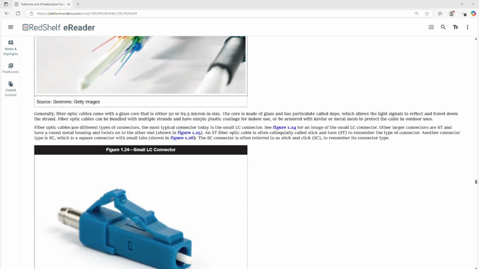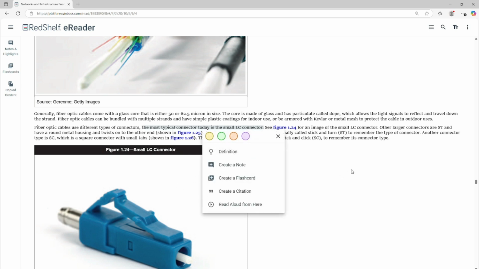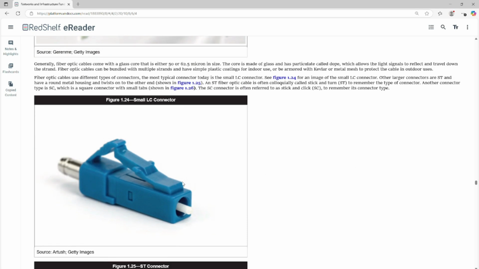The fiber optic cables use different types of connectors. So the most typical connector today is the small LC connector. That's an image of it. Keep this image in your mind, memorize how it looks. The LC connector.